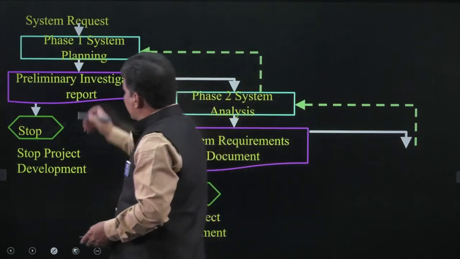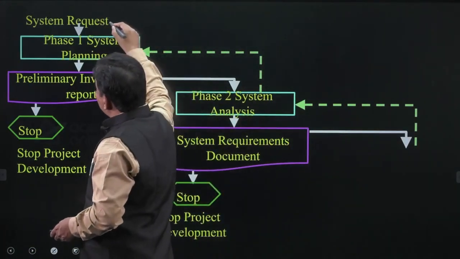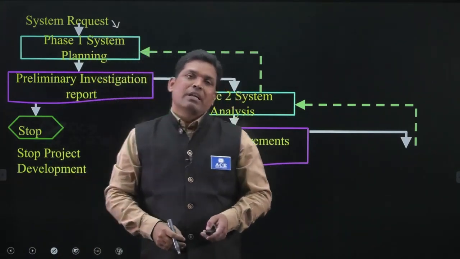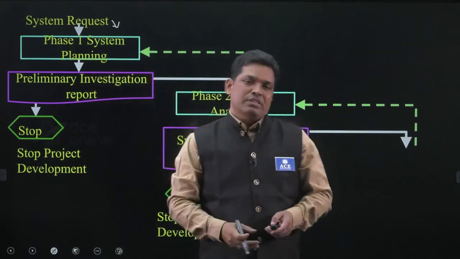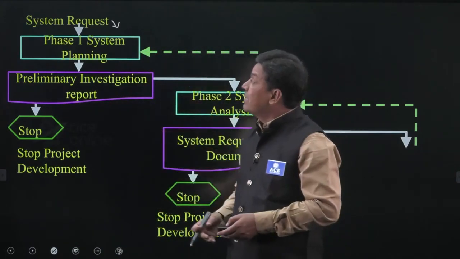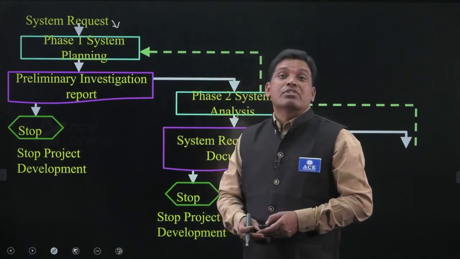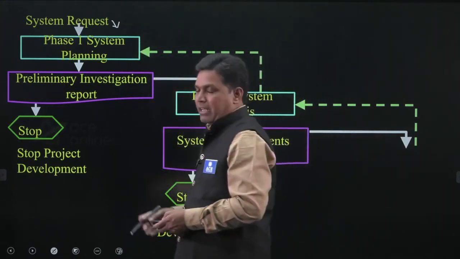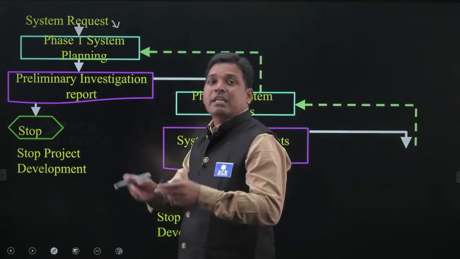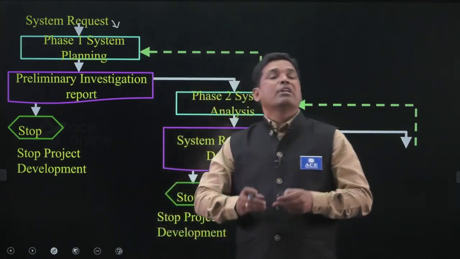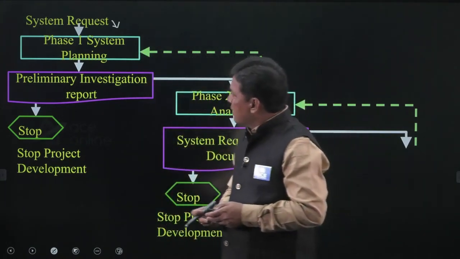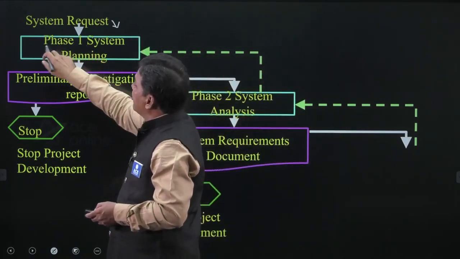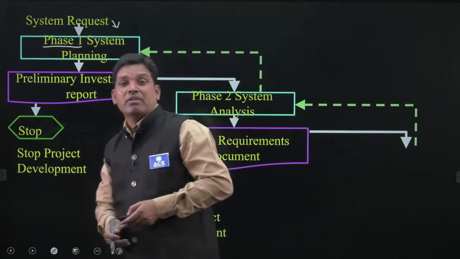So the system request. What is the system request here? It is a request to the information technology department to develop a new software system. There is a request to develop a new software system, right? So the new software system development will take place starting from phase 1.